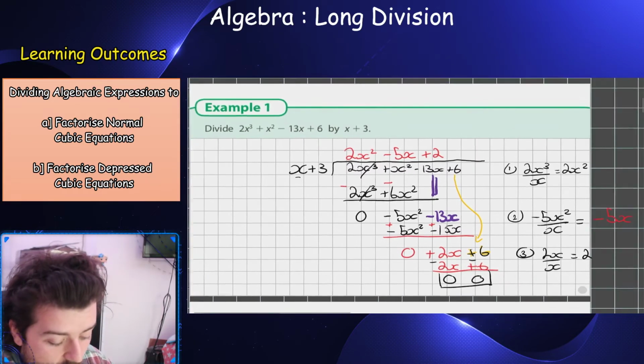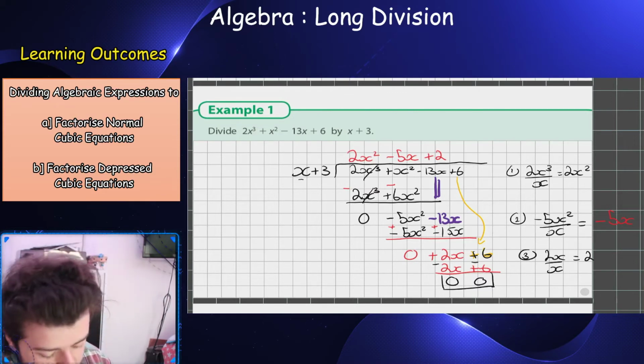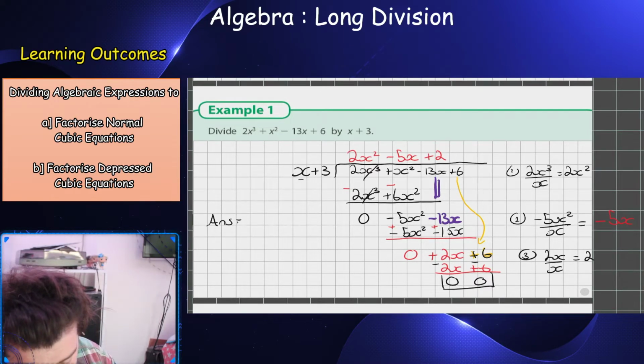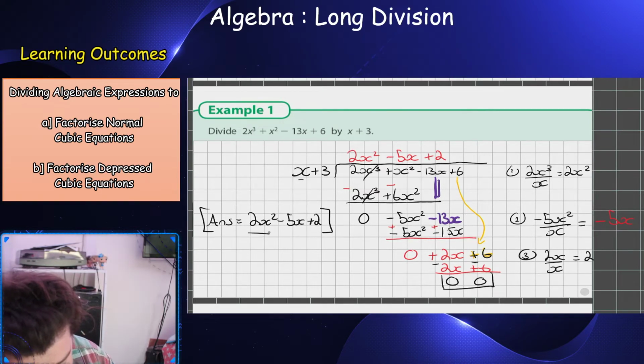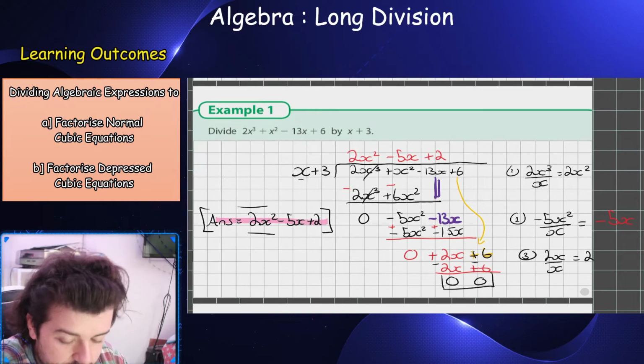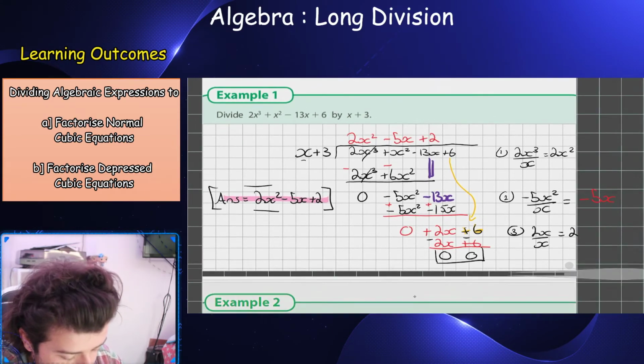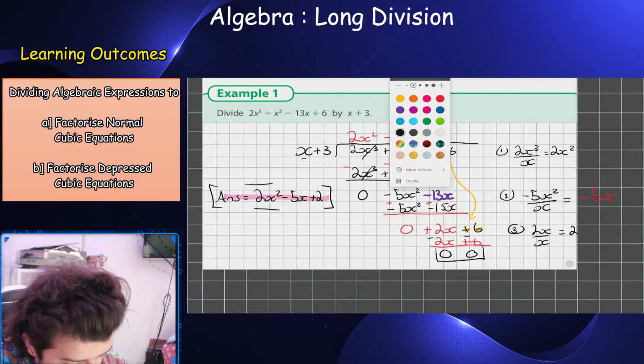Therefore, I've fully divided this cubic expression, or factorized it, as another way of saying it. So the answer is 2x squared minus 5x plus 2, and that is my final answer there. So therefore, I'm able to write the initial expression as x plus 3 times 2x squared minus 5x plus 2. And I'll show you there.